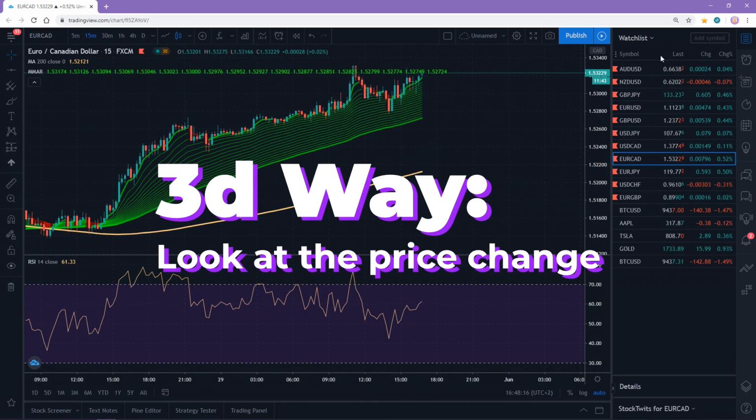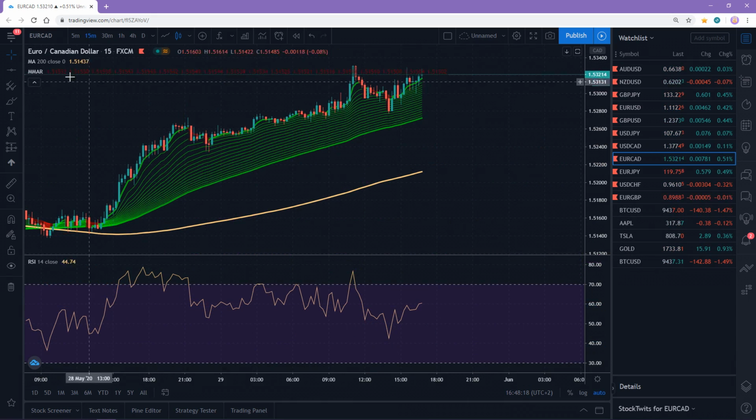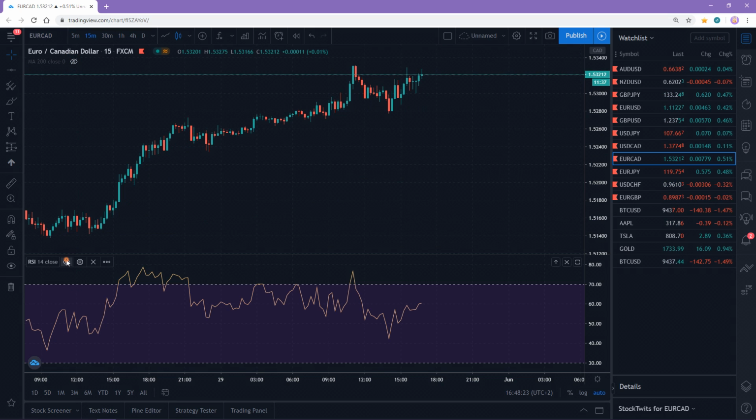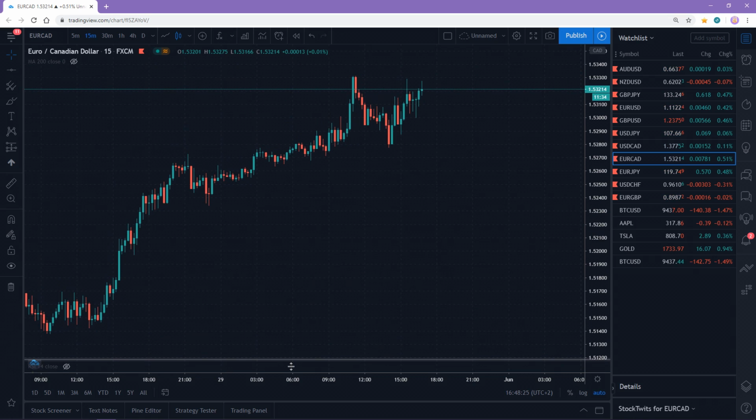The third way, look at the price change. This method is my favorite. You don't need to add any indicators. All you need to do is look at the price change. I've mentioned this in 2 of my videos, but I really love it.